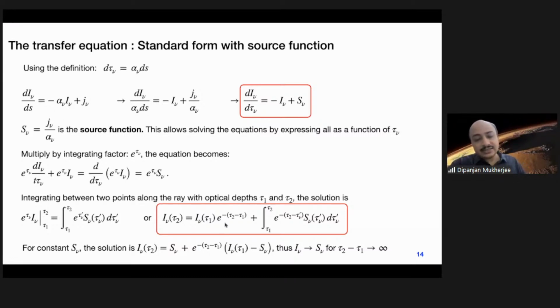Optically thick, as I said, is when tau is greater than 1. Suppose tau 1 is very small, the optical depth at point 1 is very small, and you go inside a region that has very high optical depth. So it is optically thick. Inside that region, the intensity is nothing but the source function. So you can completely forget whatever the incoming intensity was because that is irrelevant now. And if you want to do a radiative transfer calculation, you can immediately write the intensity inside your optically thick region as the source function at that particular point.